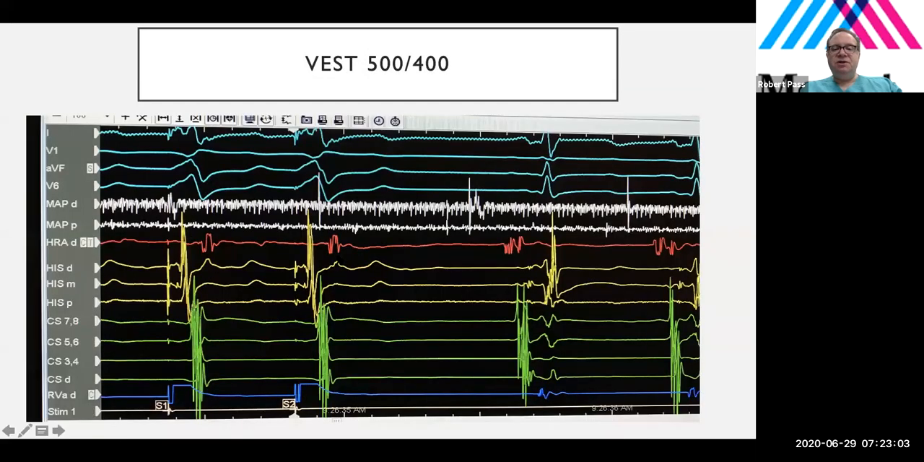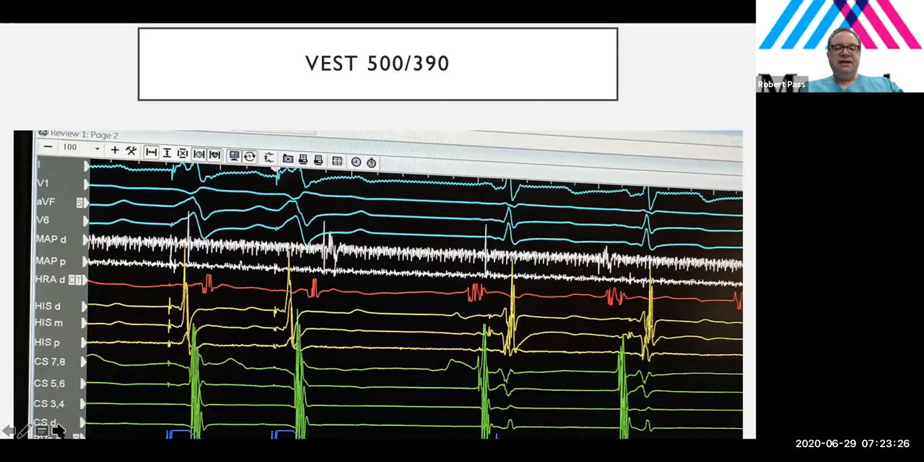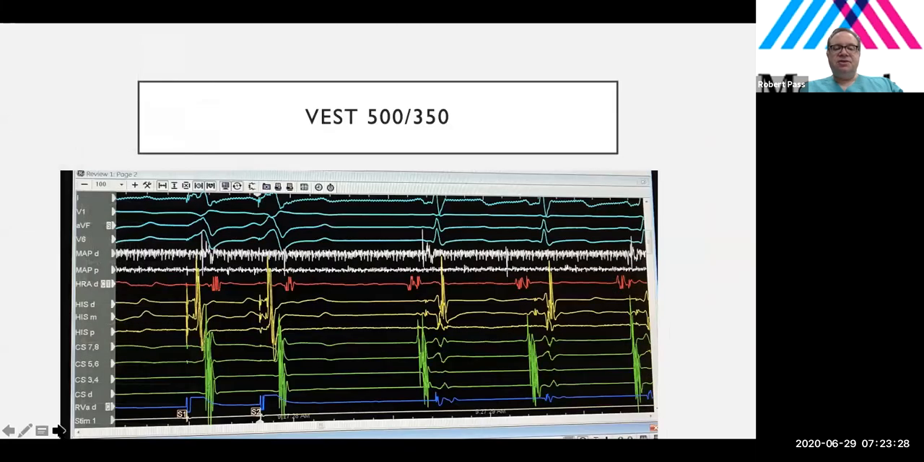Okay. So now we're doing ventricular extrastimulus testing, which of course is routine. Just like we do the atrial extrastimulus testing, we're going to pace the ventricle at a fixed rate and put in extra stimuli. And so here we are at 500, 400, 500, 390. I'm just going to come down faster for the sake of time. 500, 350.